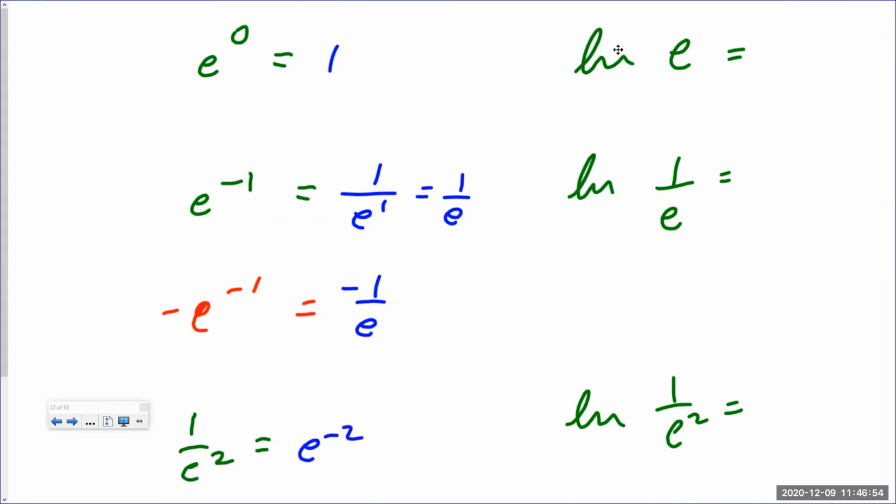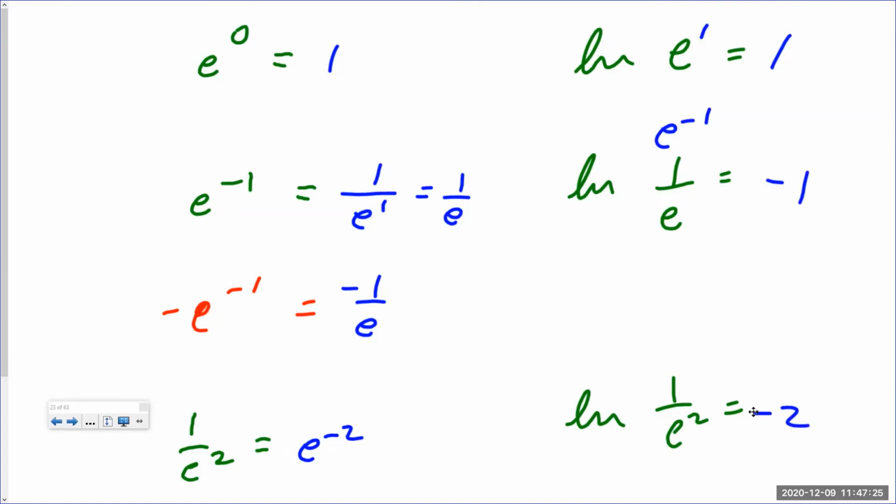Okay. What about ln of e? It's actually 1. Why? Because when you log a tree, what happens? The cat falls out. But what is the cat's name here? 1. Okay, everyone's going to name their cat 1 this year. All right. And then ln of 1 over e, what's that? It's -1. You guys do you see where it's -1? Because this is really e to the -1. All right, what about this one then? -2. Everybody good so far?